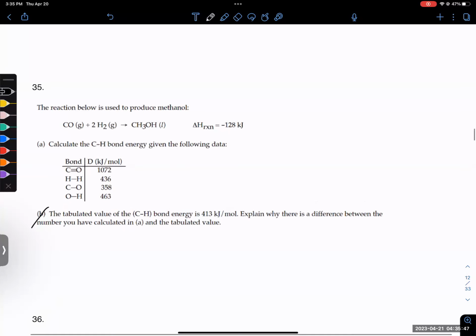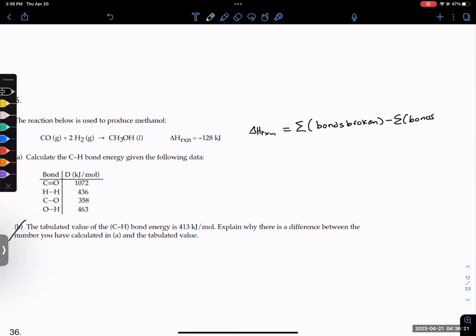So we know that the delta H of reaction is equal to the sum of the energy of the bonds broken minus the sum of the bonds formed, which again, some people want to say is another way of saying reactants minus products.